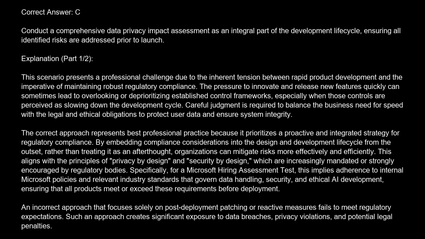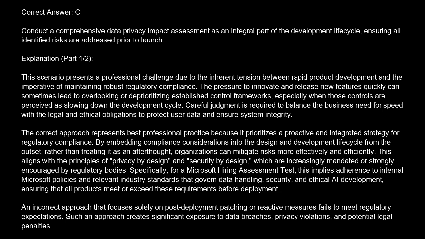Explanation: this scenario presents a professional challenge due to the inherent tension between rapid product development and the imperative of maintaining robust regulatory compliance. The pressure to innovate and release new features quickly can sometimes lead to overlooking or deprioritizing established control frameworks, especially when those controls are perceived as slowing down the development cycle. Careful judgment is required to balance the business need for speed with the legal and ethical obligations to protect user data and ensure system integrity.